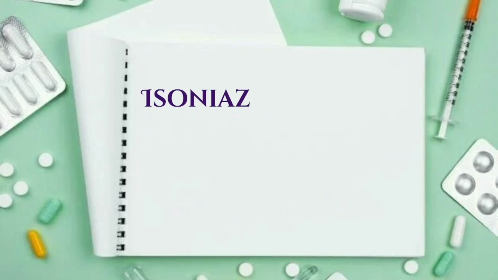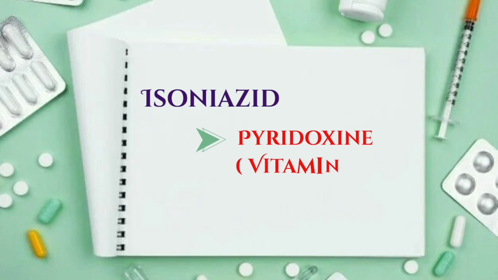Our next drug is isoniazid. Isoniazid, we know, is an antibiotic, and this is used in the treatment of TB. And the antidote for isoniazid is pyridoxine, that is vitamin B6. This is used as an antidote for isoniazid overdose.